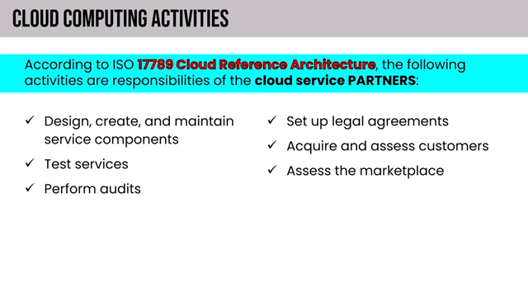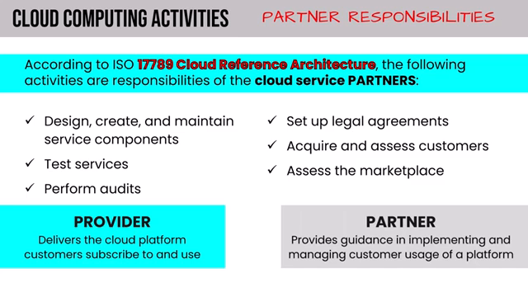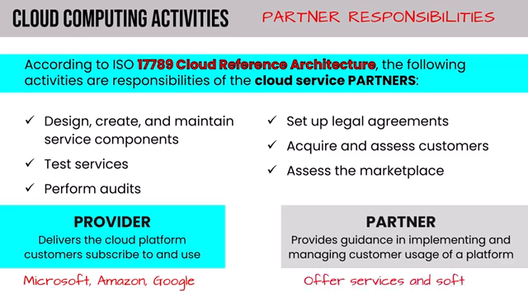So just as a quick refresher on partner versus provider. We have the CSP that delivers the cloud platform and infrastructure that customers subscribe to and use. And then we have the partner that provides the guidance and implements services and potentially software. So Microsoft, Amazon, and Google are providers, and partners are the service and software companies. We talked about some of these like Accenture, Tata, Avanade. And again, anywhere you see the CSP acronym, that is absolutely referring to the cloud service provider.